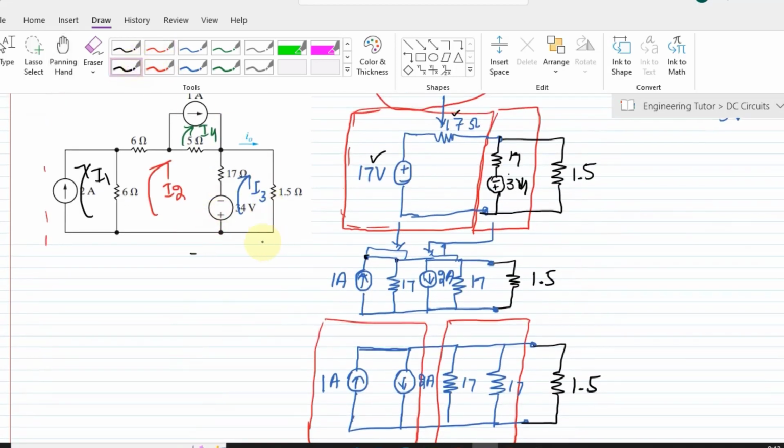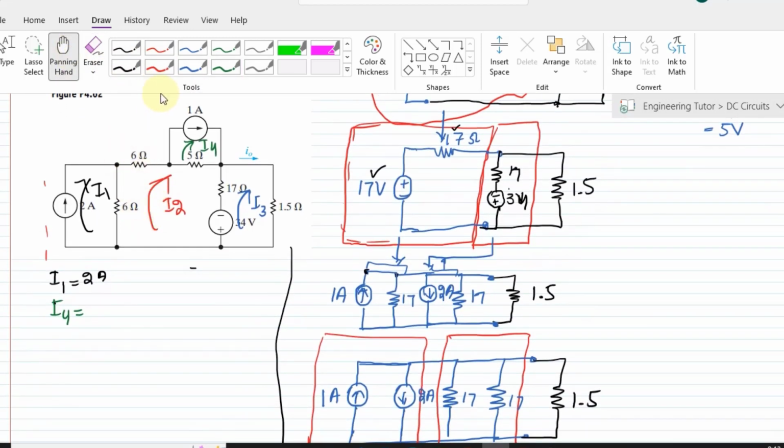I can very easily see here that the values of I1 and I4 are already given. So the value of I1 is 2 amps and the value of I4 is 1 amp. Okay, so this is the 1 ampere current. So the values are already given.